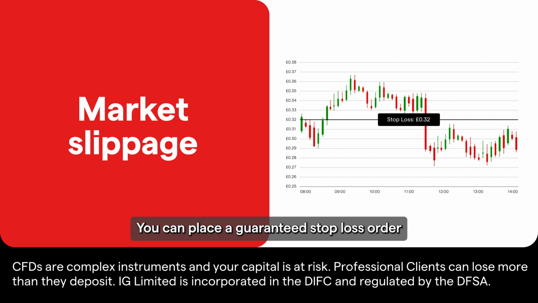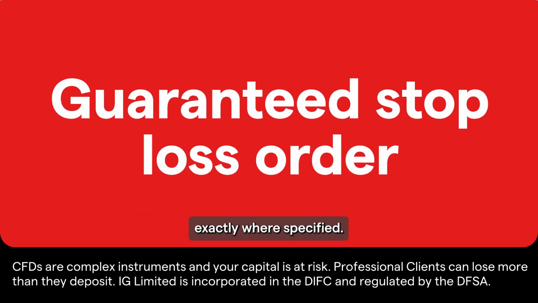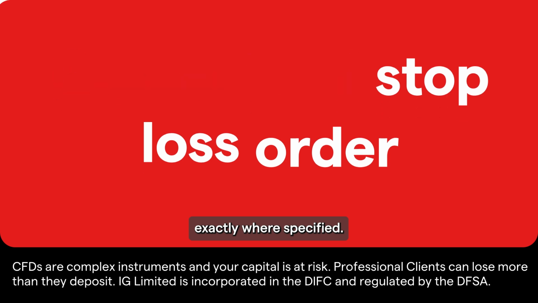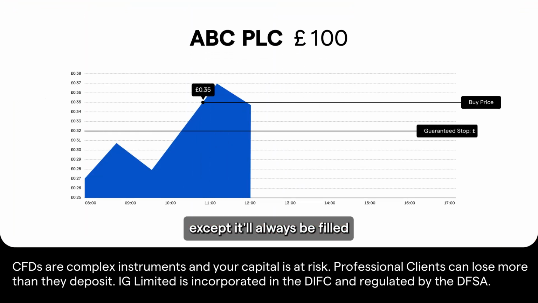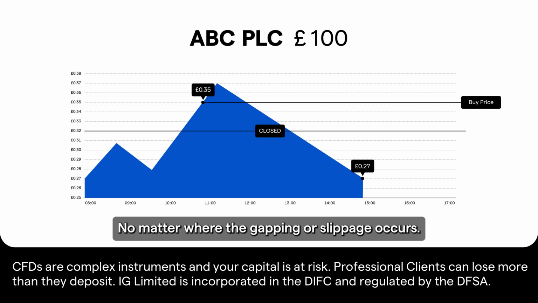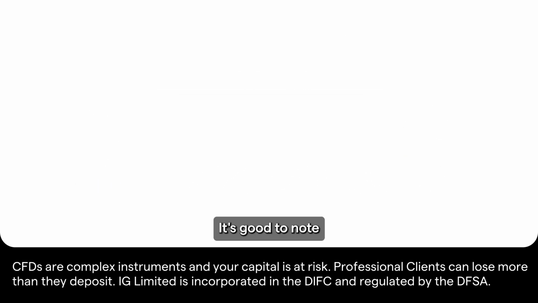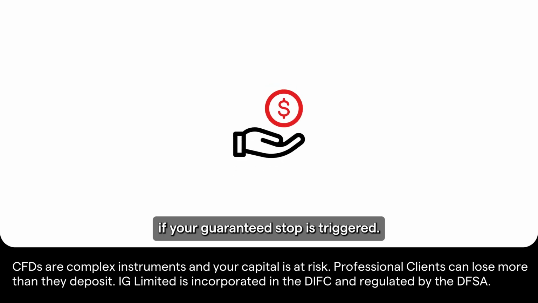You can place a guaranteed stop loss order to ensure your stop is executed exactly where specified. This works in the same way as a standard stop, except it'll always be filled at exactly the level you set, no matter where the gapping or slippage occurs. It's good to note that a fee is payable if your guaranteed stop is triggered.